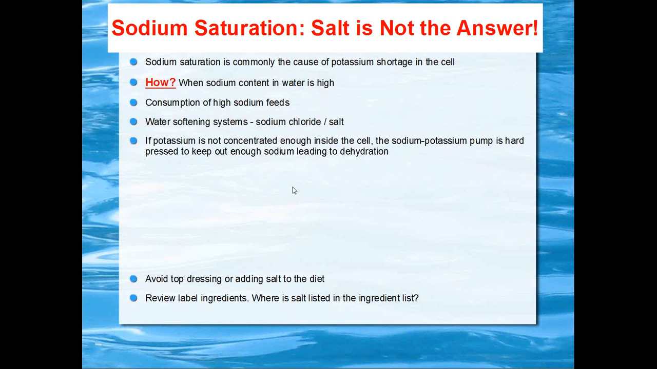If potassium is not concentrated enough on the inside of the cell, the sodium-potassium pump is going to have to work harder to keep out that sodium. And when that happens, you can get dehydration. So here again we have an imbalance of sodium and potassium, and it can lead us down this dehydration road.